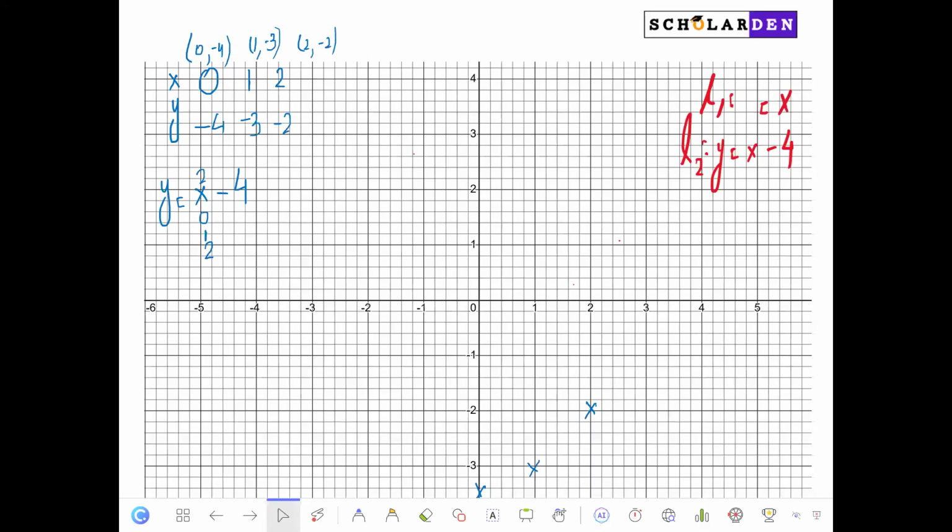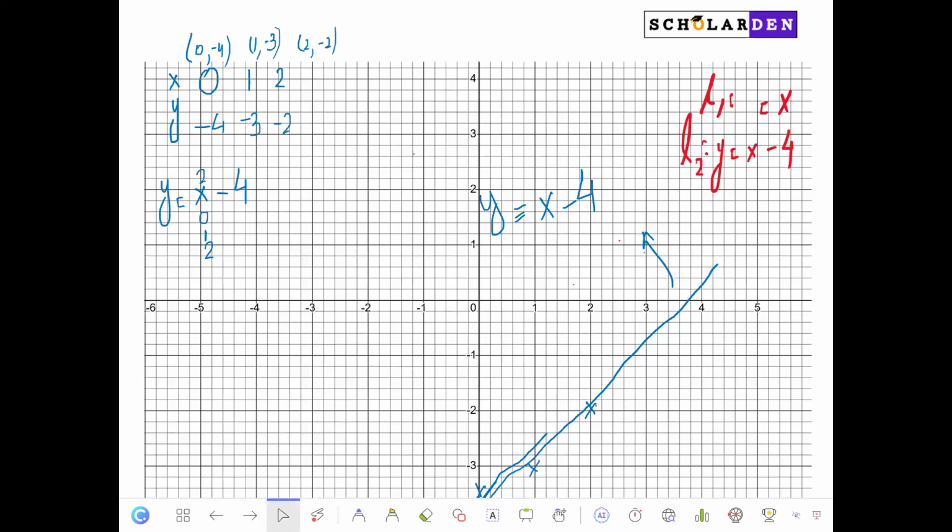Now, if we draw a straight line that connects all the 3 points, I am very sorry, very bad drawing on my part. But again, if we draw a straight line that connects these 3 points, this is the line for which the equation is y is equal to x minus 4.